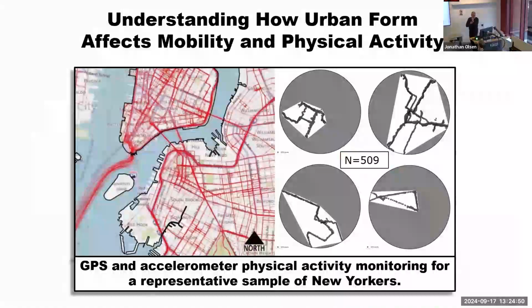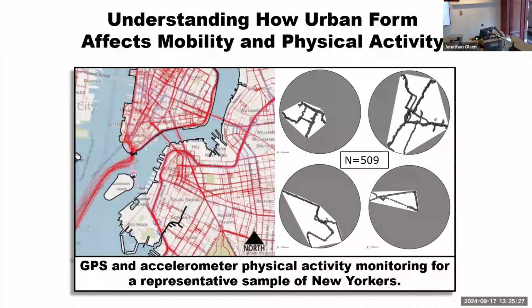In another project, we partnered with the DOH. They recruited about 700 people, but we actually only got good data on 509 people. These individuals wore a GPS tracker and an accelerometer to measure their location and their physical activity. On the panel on the left, you can see the GPS data in red. The data are so dense that you can basically plot out the street network of New York City just from the GPS data. You're looking at Lower Manhattan and Brooklyn, so you can see the bridges going over the river.